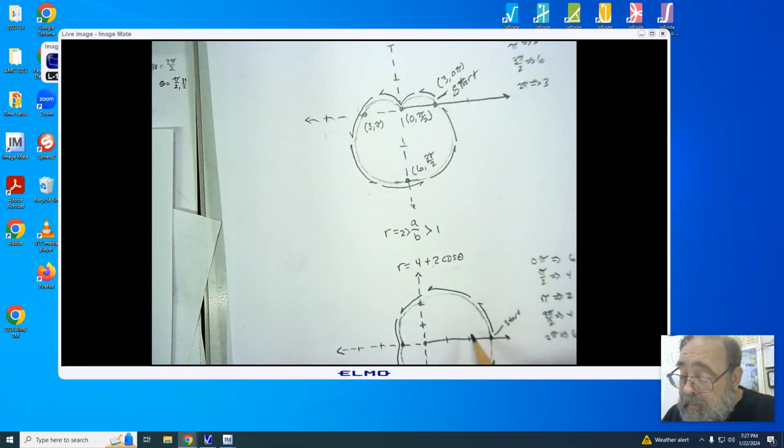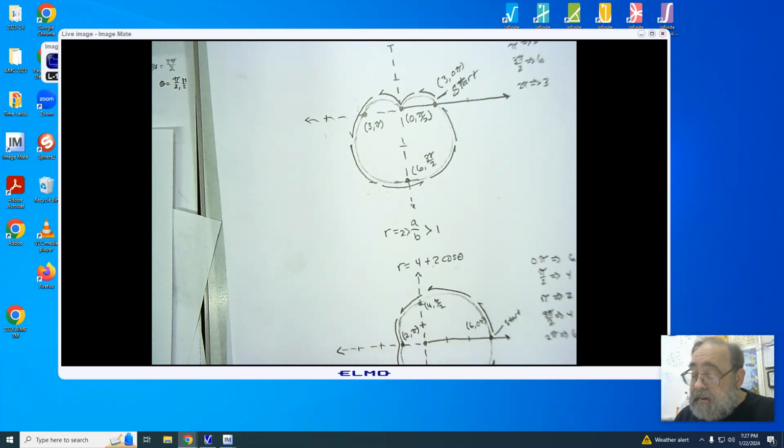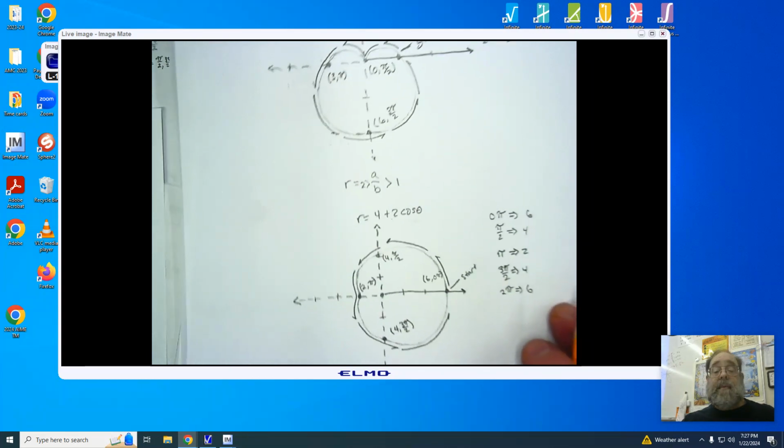We're now going to plot our points. We have 0, 6, 0 pi. We go to 4 at pi over 2. We go to 2 at pi. And then we head back toward 4 at 3 pi over 2. And we finish at the start. And here we have our graph.